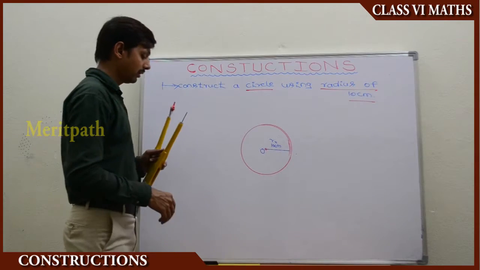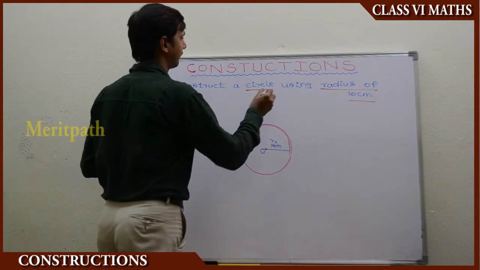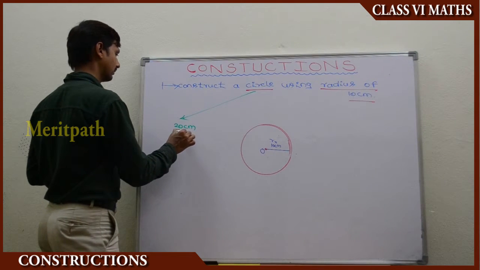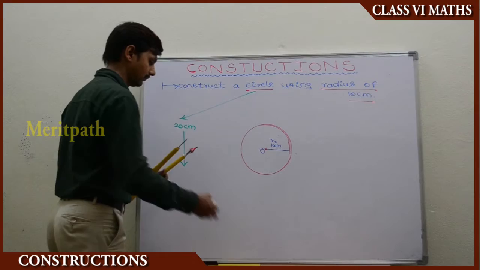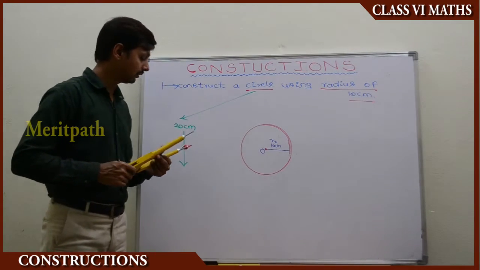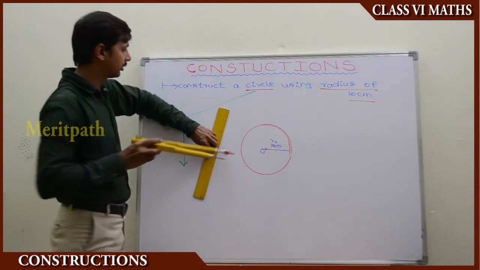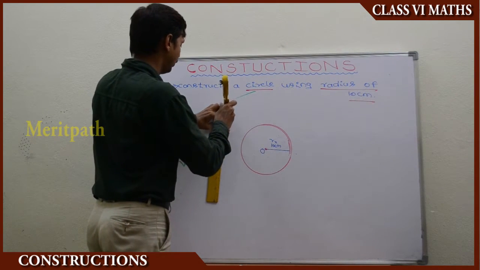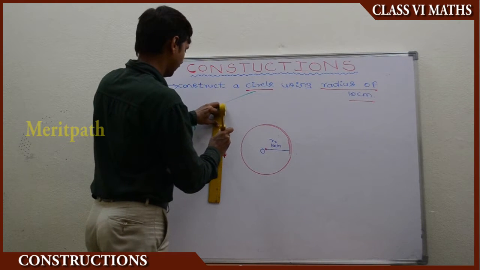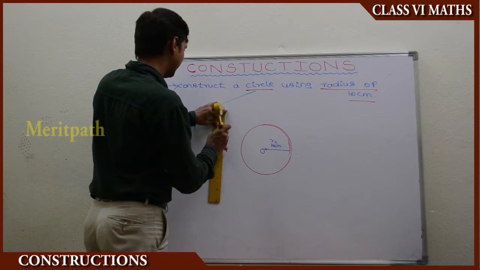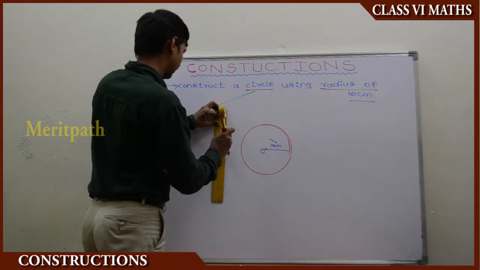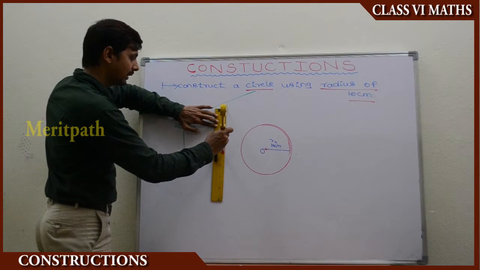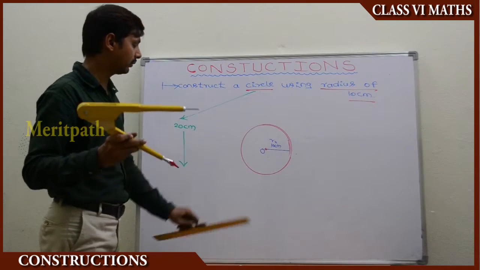Let's draw a circle using 20 centimeters. Similarly, we'll take 20 centimeters on the compass. So this is the measurement which we've taken, 0 to 20. Exactly 20 we need to take. So 0 and 20 is the measurement. Let's check again, 0 and 20. So this is 20 centimeters.